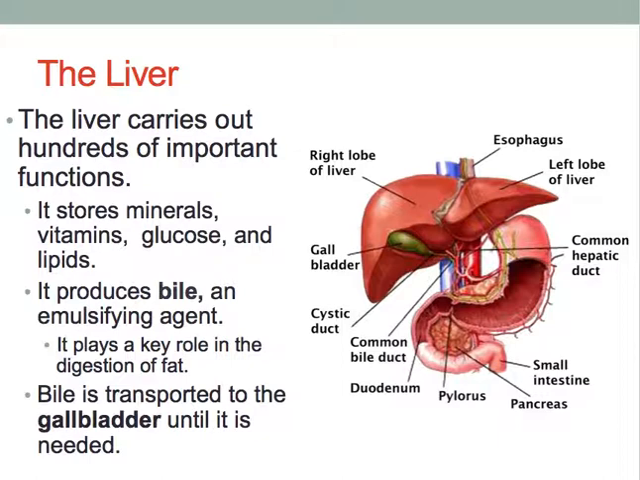Bile does another thing besides just helping to digest fat. The liver itself also plays a role by filtering out the toxins and waste, specifically the toxins and waste that are associated with drugs and alcohol.